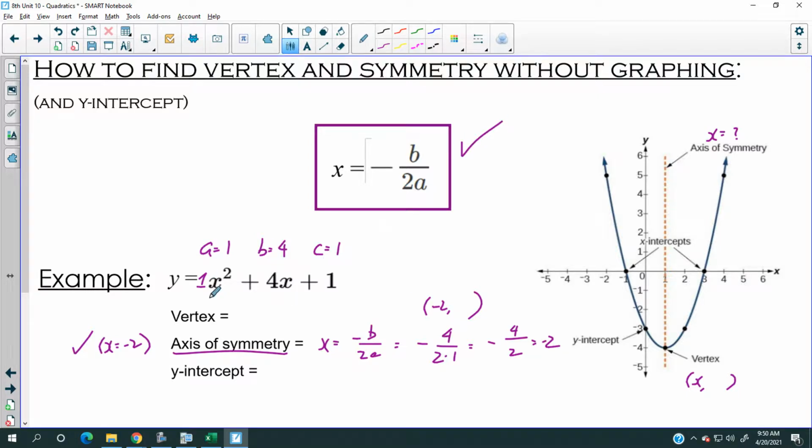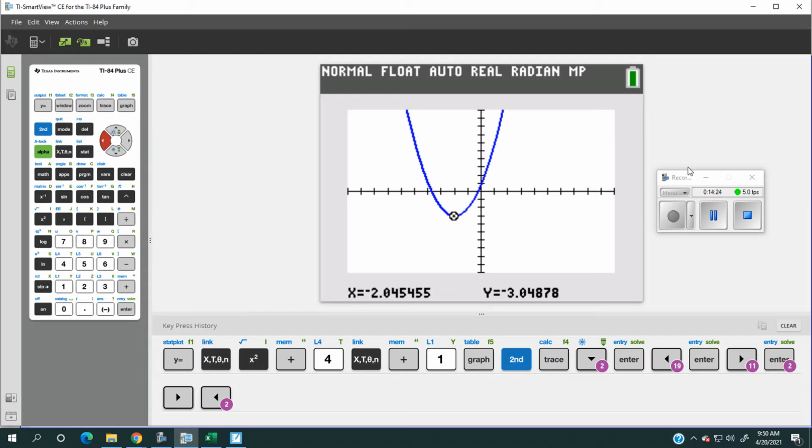So here I'm just going to substitute right underneath this. That's negative 2 squared plus 4 times negative 2 plus 1. Now what's that? Negative 2 squared is positive 4, minus 8, plus 1. So that would be negative 4 plus 1, which is negative 3. So the vertex is negative 2, negative 3, and it was true because it was on the graphing calculator before.